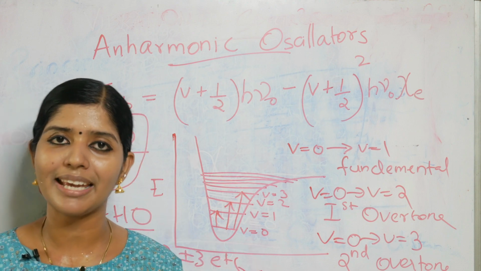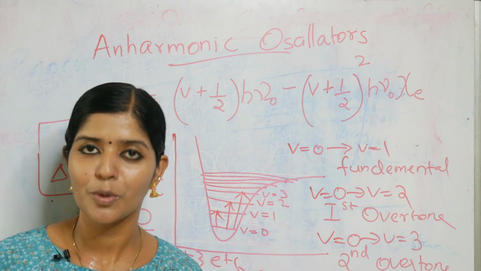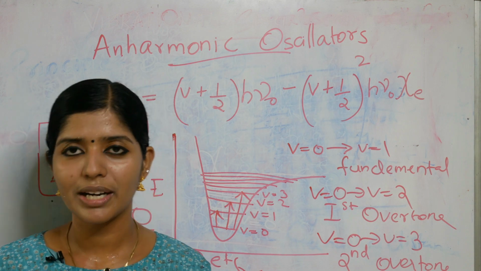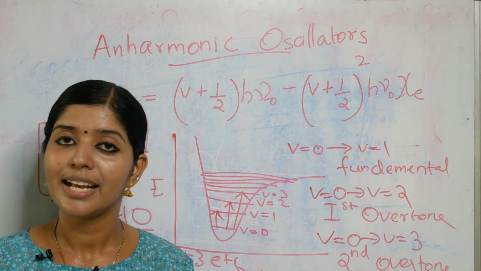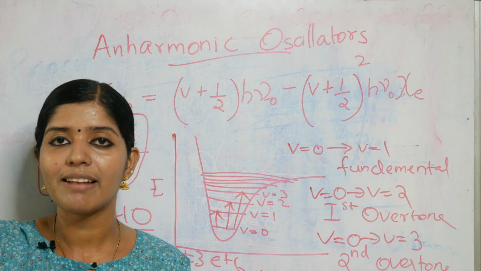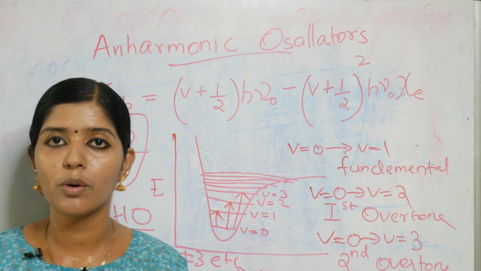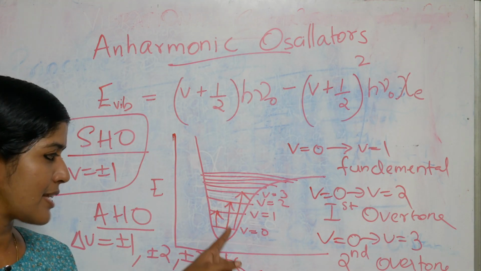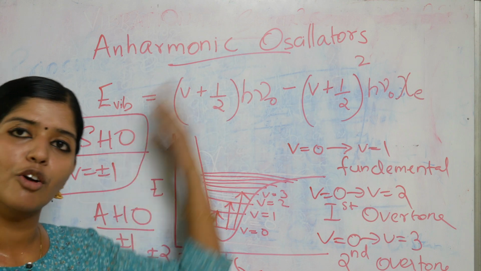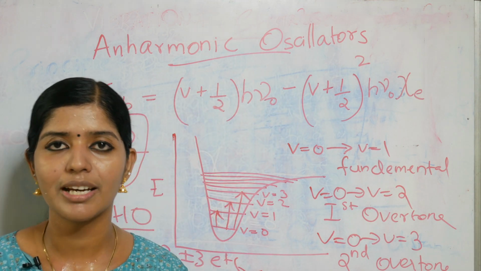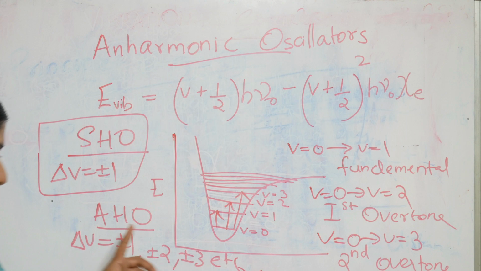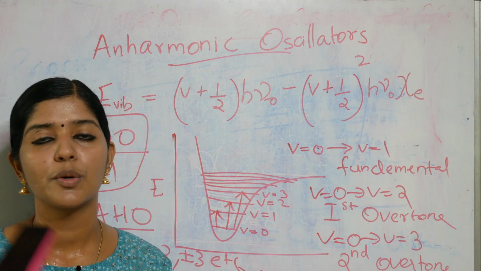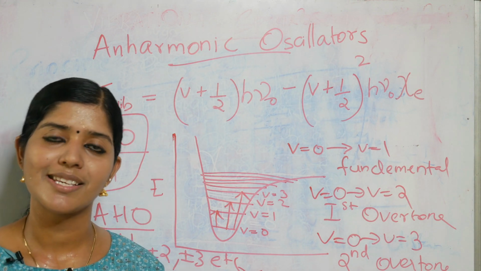Okay, so that is what is meant by plus or minus 1, plus or minus 2, plus or minus 3. In the case of a simple harmonic oscillator, it can have only the transitions plus or minus 1. That is, molecules can jump either one level higher or one level lower, not beyond that. But in the case of an anharmonic oscillator, as you can see from the diagram, it can jump 1 level, 2 levels, 3 levels or 4 levels depending upon the intensity of the energy provided. So the selection rule for an anharmonic oscillator is delta V is equal to plus or minus 1, plus or minus 2, plus or minus 3, etc.